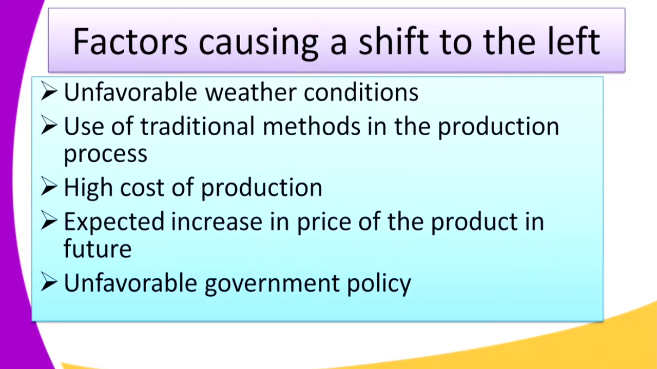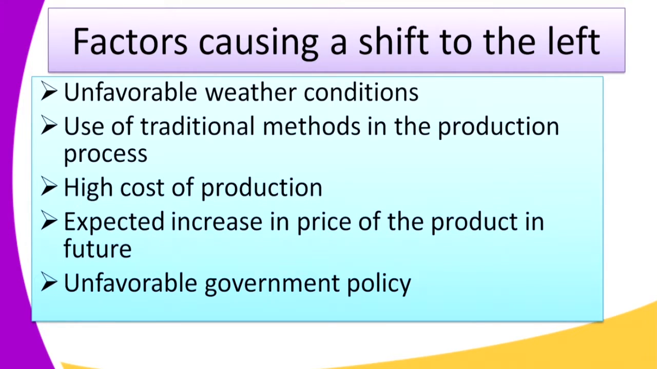The other one is the high cost of production. I've mentioned again that high cost of production makes the final price of the product to be high. And when the price of a product is high, people demand less. And when they demand less, then you'll be forced to supply less. So high cost of production reduces supply or makes the supply curve to shift to the left.